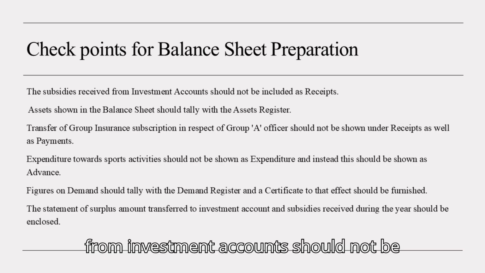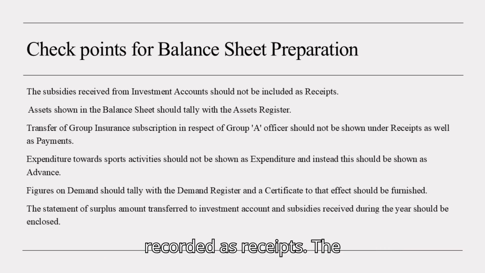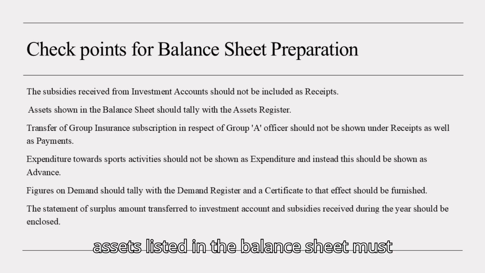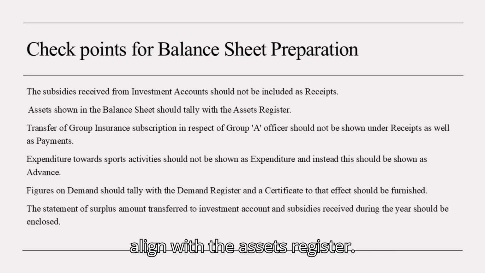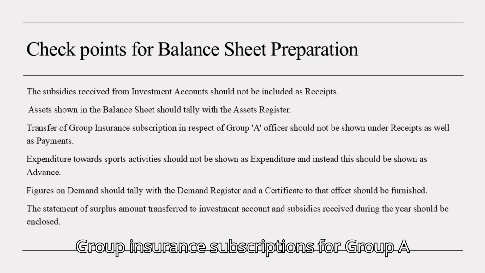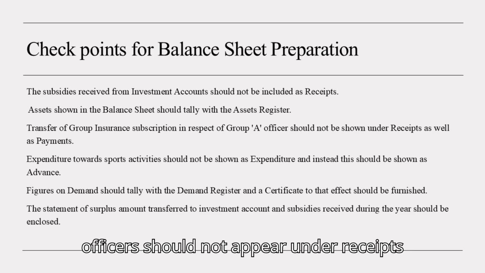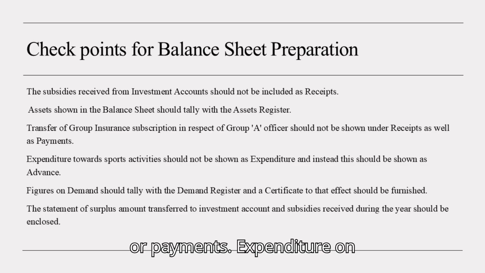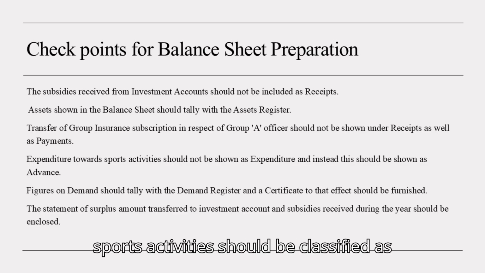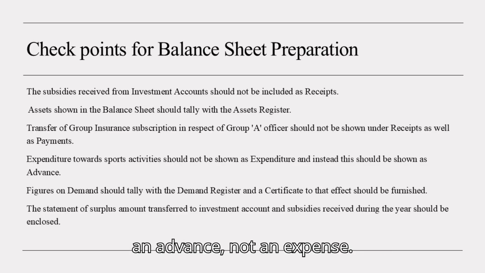Subsidies received from investment accounts should not be recorded as receipts. The assets listed in the balance sheet must align with the assets register. Group insurance subscriptions for Group A officers should not appear under receipts or payments. Expenditure on sports activities should be classified as an advance, not an expense.